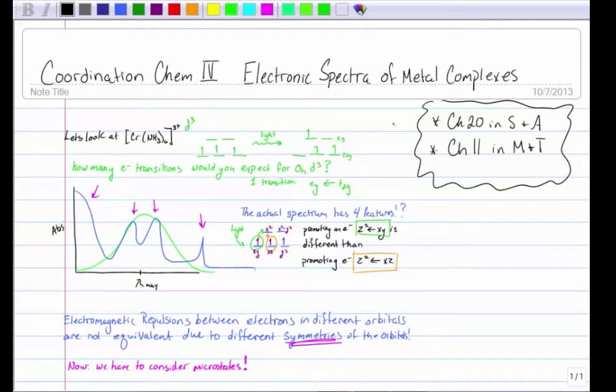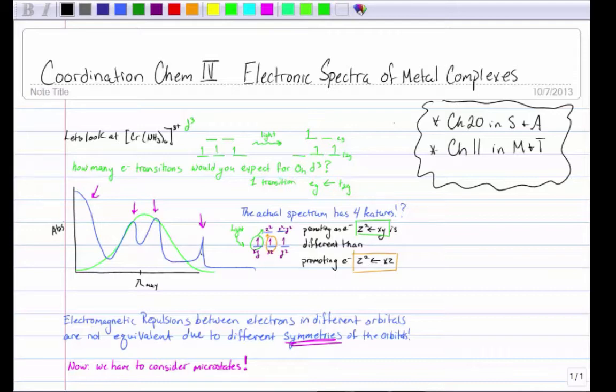Basically, this is what we were doing right before we ended last time. We were talking about the absorption spectrum of chromium, or I guess it would be hexaaqua chromium(III). We were talking about the fact that we could predict only one transition here if we were just looking at the lower energy set and the higher energy set. But in fact, the blue spectrum is more of what you see, and there are actually 4 different electronic transitions.